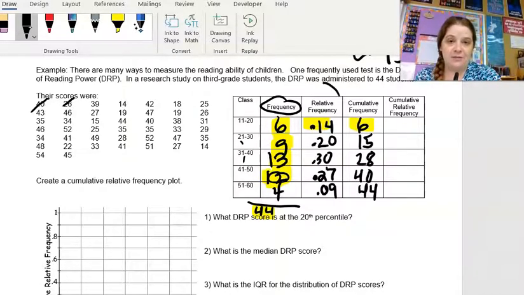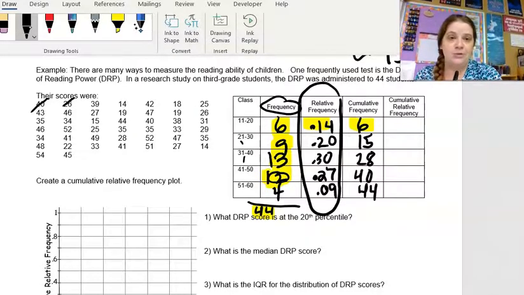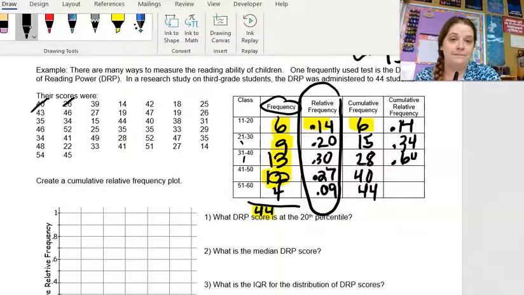I can do the same thing with my relative frequencies. I'm just going to add them down. So at first I get 14%. I go one more. 14 and 20, up to this point, you've got 34%. 14 and 20 and 30, up to this point, you have 64%. 14, 20, 30, and 27, up to this point, you have 91%. And then adding in that other 9% gives you 100%.